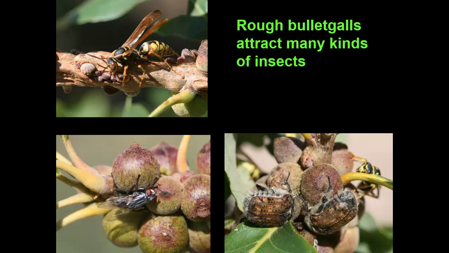So the rough bullet galls attract many kinds of insects that will feed on this ooze that is coming off these galls. So you might see wasps, you might see bees, you might see beetles, you might see flies, and what they're feeding on, on the galls of this bur oak, is a honeydew that is exuding from the gall, and an insect within that gall has caused it to produce this fluid.